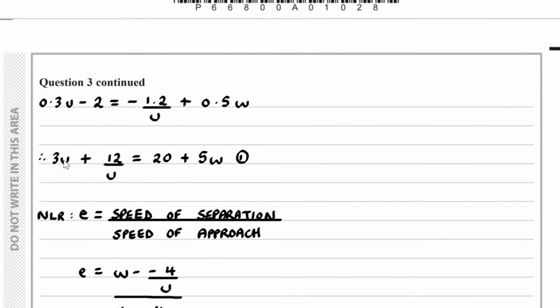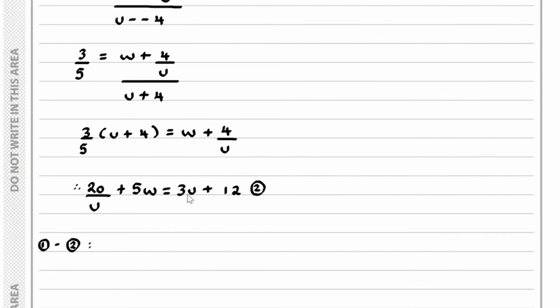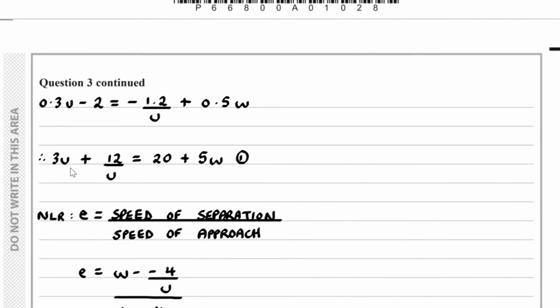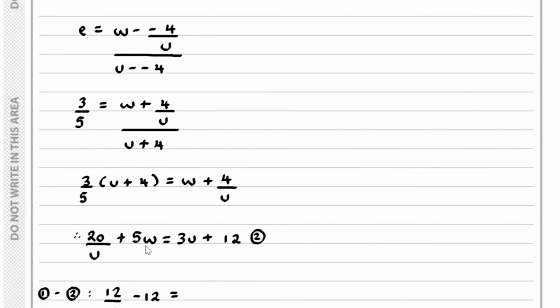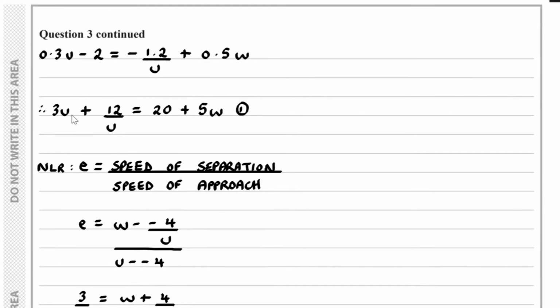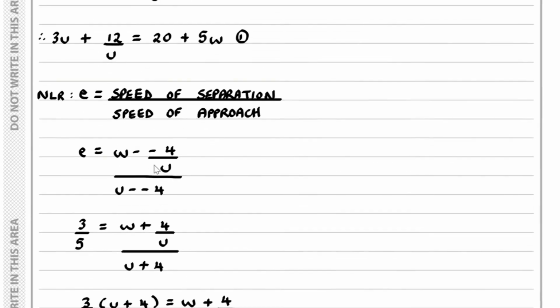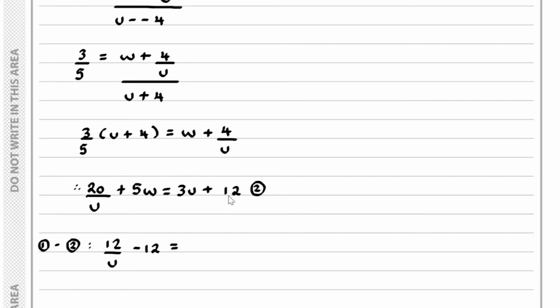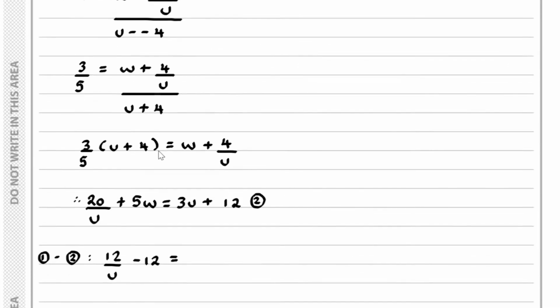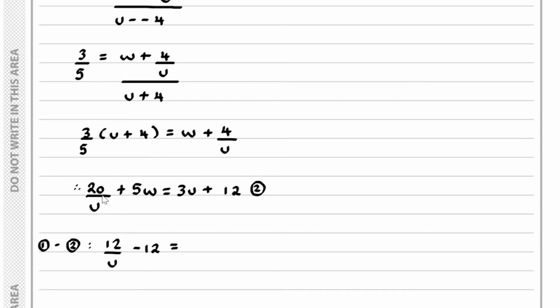Well, I have 3u plus 12 over u minus 3u minus 12. Let me make sure I'm doing this right. So 3u minus 3u is 0u. Then we've got 12 over u minus 12. And then on the other side we've got 20 minus 20 over u.